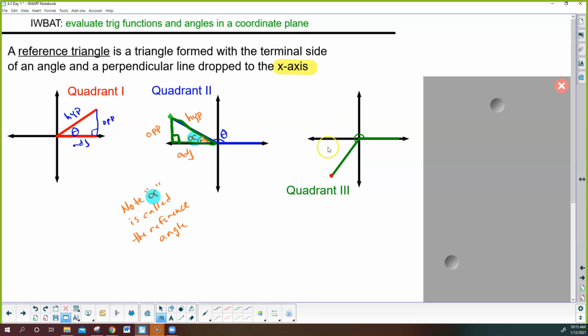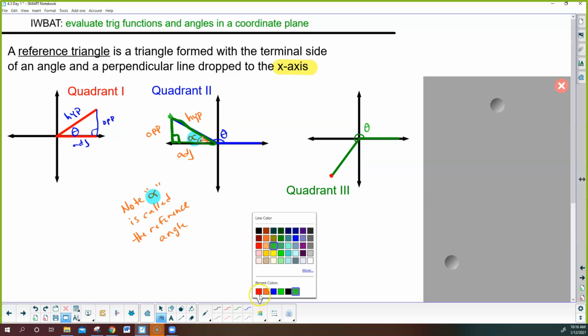So something to think about here. Now, let's look at our big angle. Okay? The original angle theta might be something like, I don't know, 240 degrees. If I measured positive 240 degrees, I'd go past 180, and then I'd go 60 degrees past 180 would get me at 240. But that's not the reference triangle.